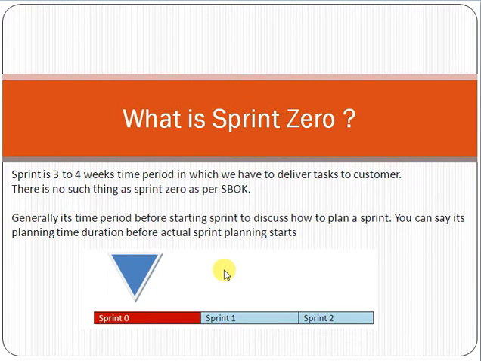Today we will discuss a topic: sprint zero. Normally this topic is always discussed or asked as an interview question, or you hear this topic in scrum meetings. So friend, let me tell you that this topic pertains to scrum or agile methodology, and we will discuss this topic in detail in this tutorial.